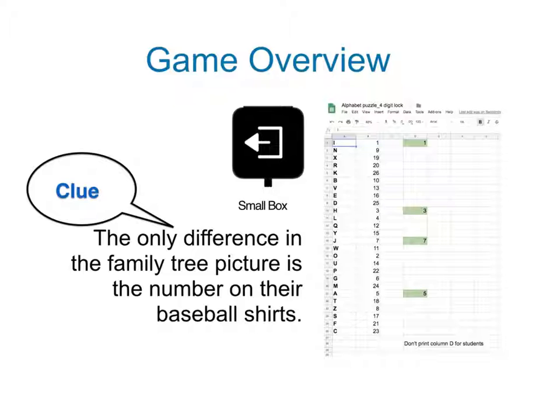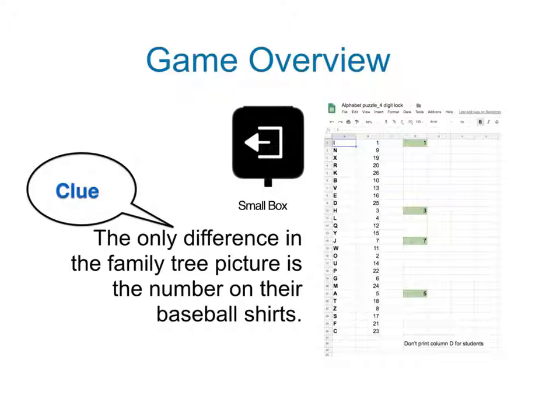The small lock box will be set to the code 181. Inside that lock box, you will place a copy of the alphabet puzzle. This is the clue for the 4-digit lock. You will not print the information in column D for the students.